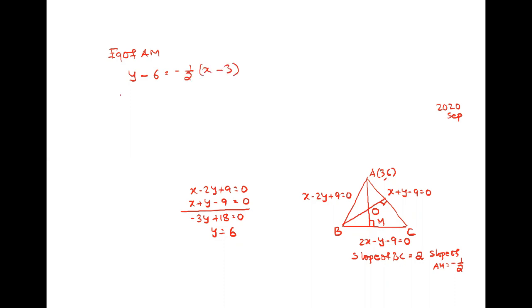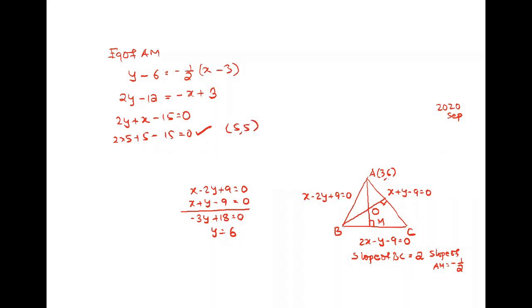So this can be written as 2y minus 12 is equal to minus x plus 3. So this will give you 2y plus x minus 15 equal to 0. Now the best method is that you have to find another altitude rather than see the options. (5, 5) will satisfy: 2 into 5 plus 5 minus 15 equal to 0 satisfies. So the orthocenter is (5, 5).